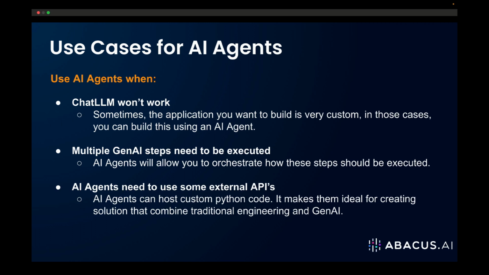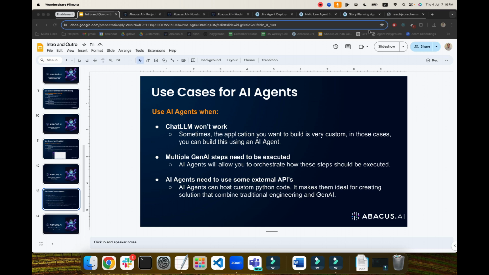When should you use an AI agent? You should use an AI agent when the default chat LLM project won't work out of the box because you need to build something very custom, when you need to orchestrate multiple Gen AI steps in a very specific way that you decide, or when you want to combine some traditional software engineering and Gen AI. Let's get started with some examples.